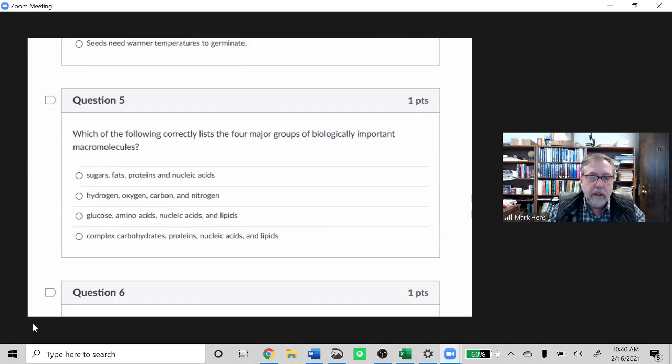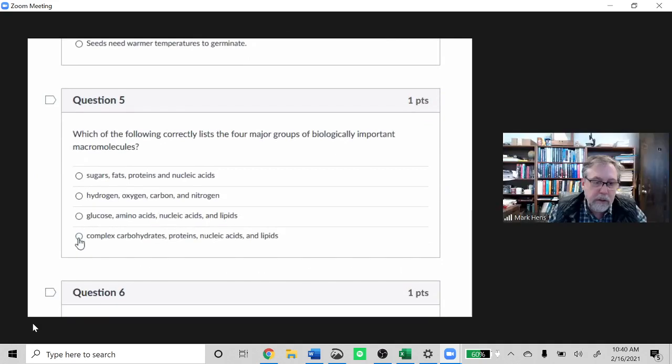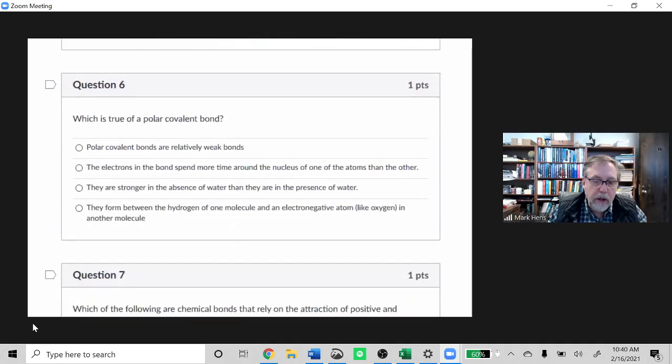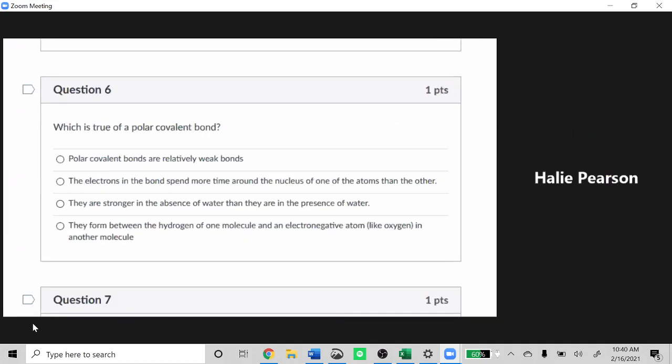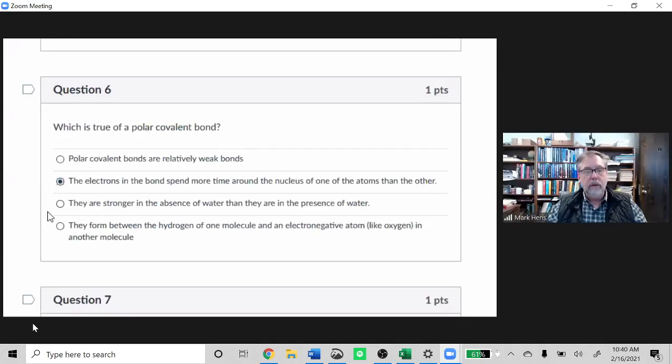Which of the following correctly lists the major groups of biologically important macromolecules? A, B, C, or D? D. Everybody should get this one right. Okay, good. D. Which is true of a polar covalent bond? B. The electrons in the bond spend more time around one nucleus than the other. Yep, B. Okay, that's the example of a polar covalent bond.